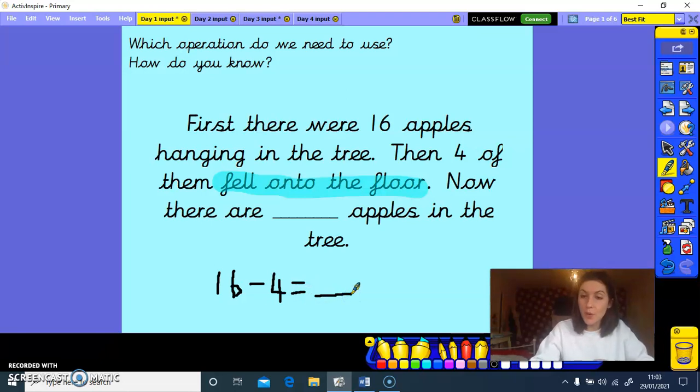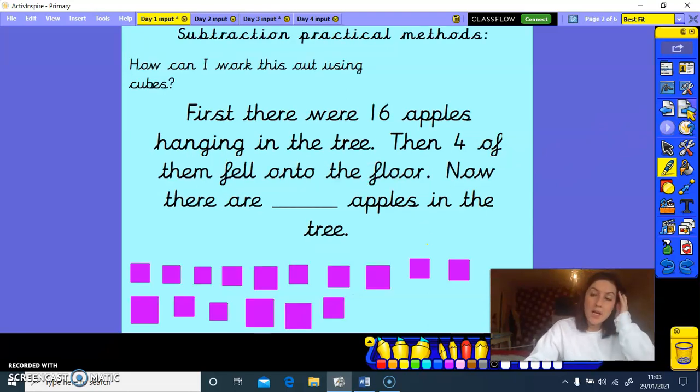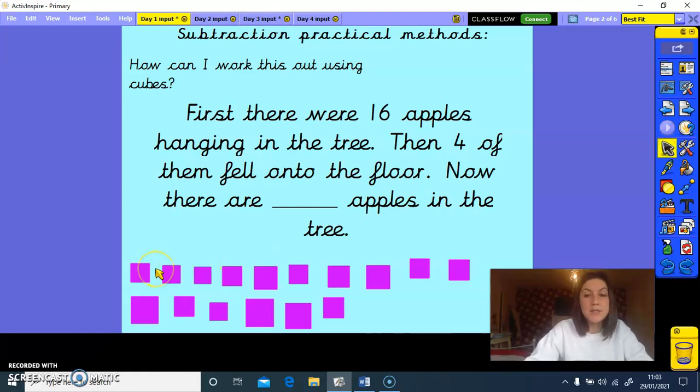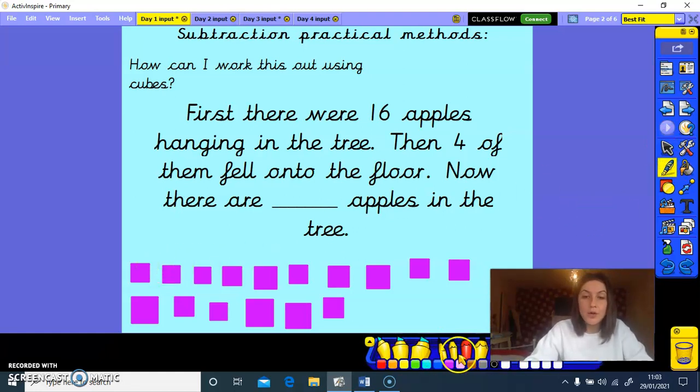And we are now going to explore 3 methods that we could use to find out this answer before I'm going to show you the method you'll be using at home today. So the first way we could work that out is by using cubes. I have got 16 cubes here. Let's just check and make sure I haven't gone crazy. 1, 2, 3, 4, 5, 6, 7, 8, 9, 10, 11, 12, 13, 14, 15, 16. Perfect, I have 16 cubes.